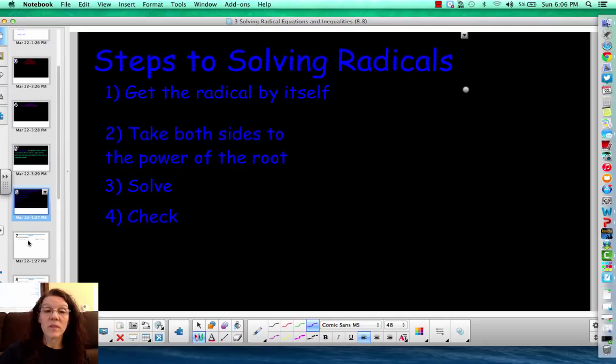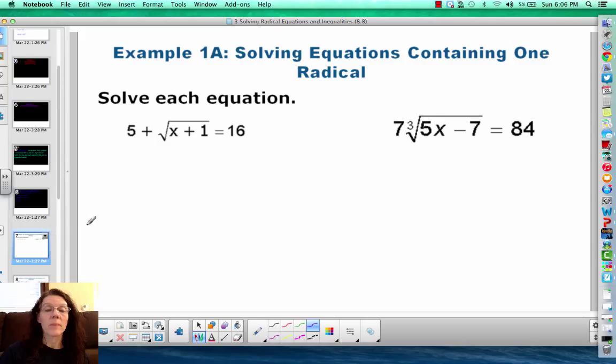Again, pause this if you need to get those steps written down. And let's see if we can get my computer to cooperate. There we are. All right.